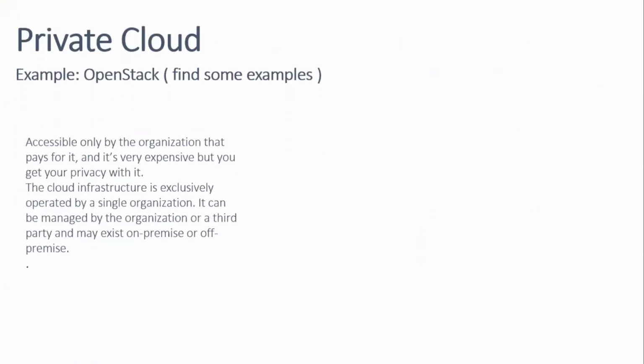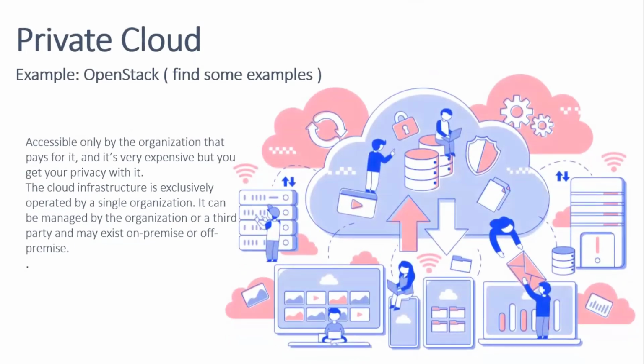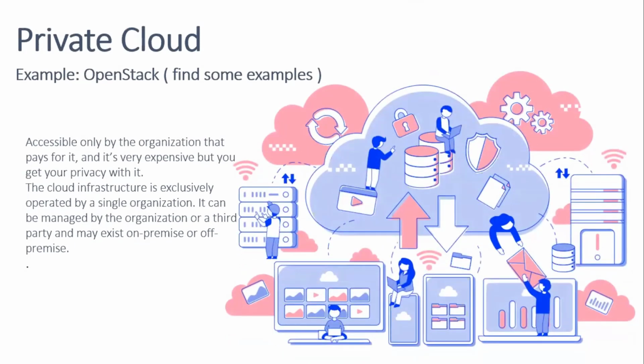First we will see what a private cloud is. A private cloud is accessible only by the organization that pays for it. It is very expensive, but it is completely secure, and we have our own dedicated infrastructure provided by the cloud service provider. The infrastructure we are paying for is used by only a single organization, and it's not shared with other organizations or companies.